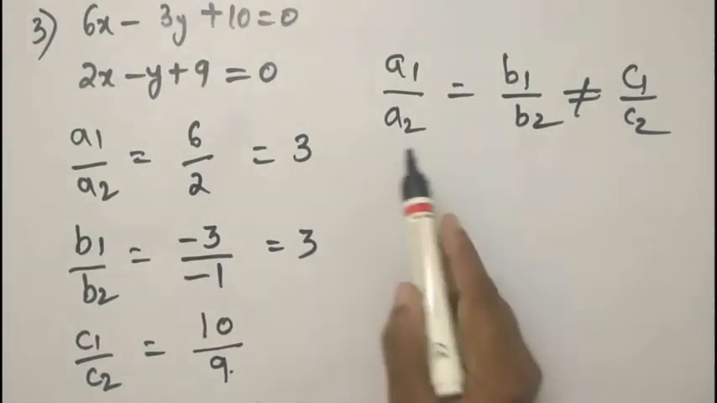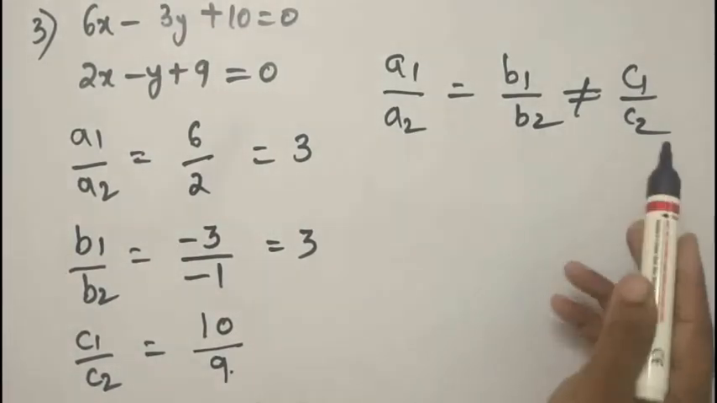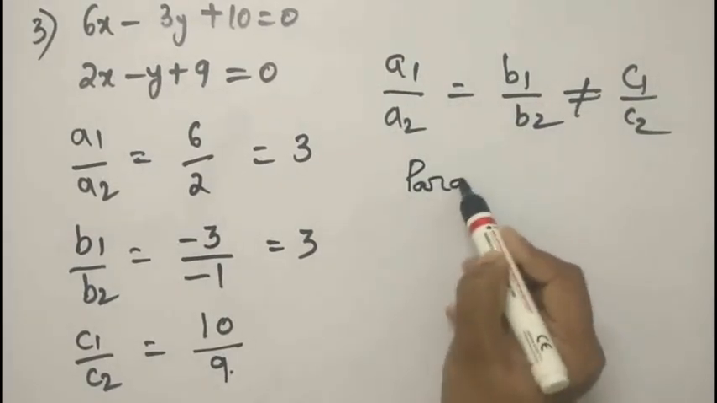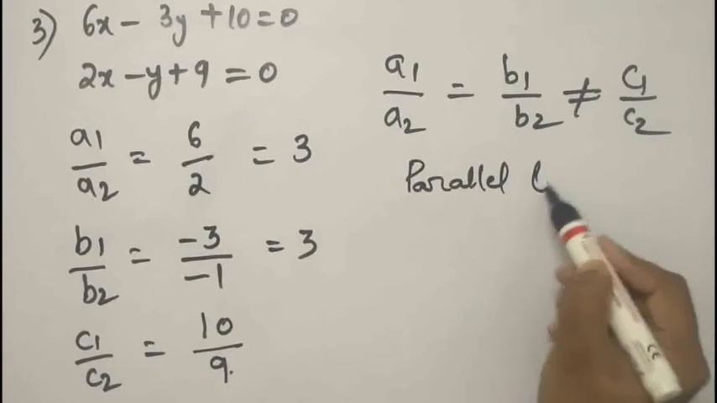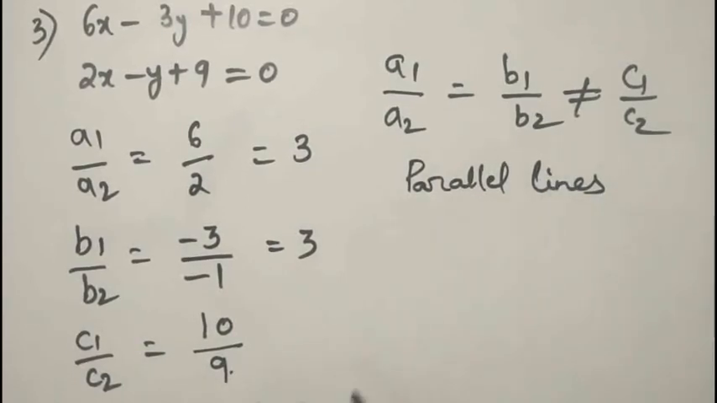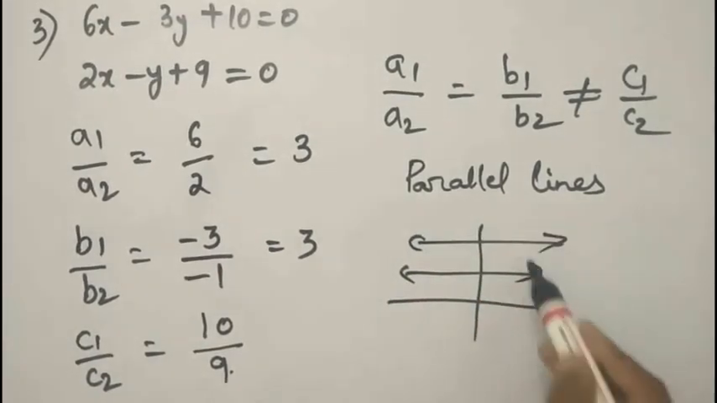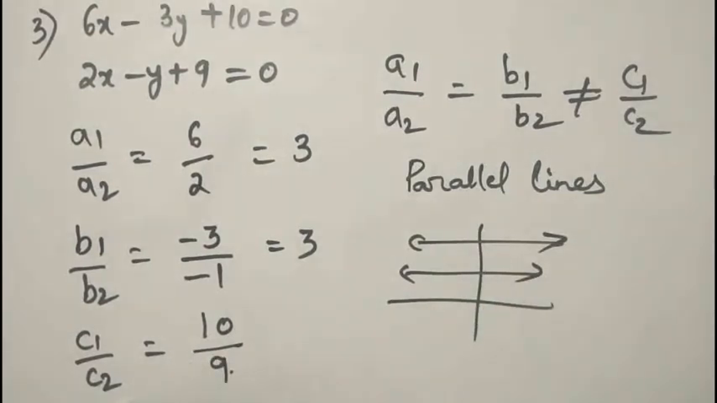So definitely when the first two ratios are equal and the third ratio is not equal to both the ratios, they are parallel lines as we studied. Parallel lines will definitely have no solutions because they will not pass through any common point. There is no common point for both the lines. So there will be no solution for the parallel lines. When there is no solution, they are said to be an inconsistent pair of lines, is it not?